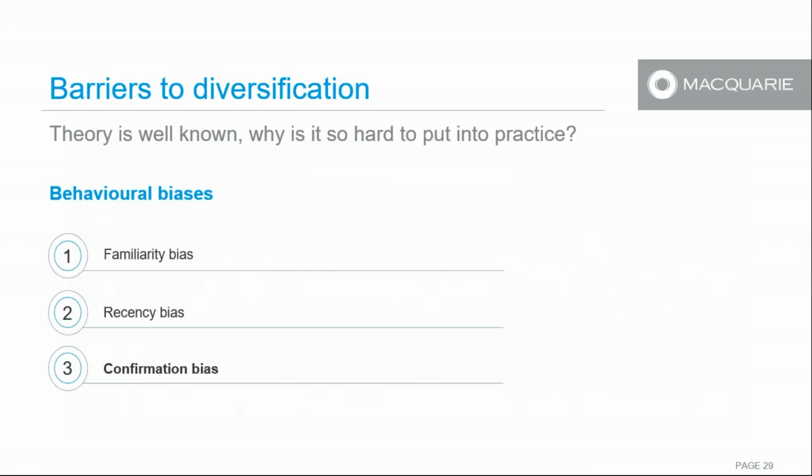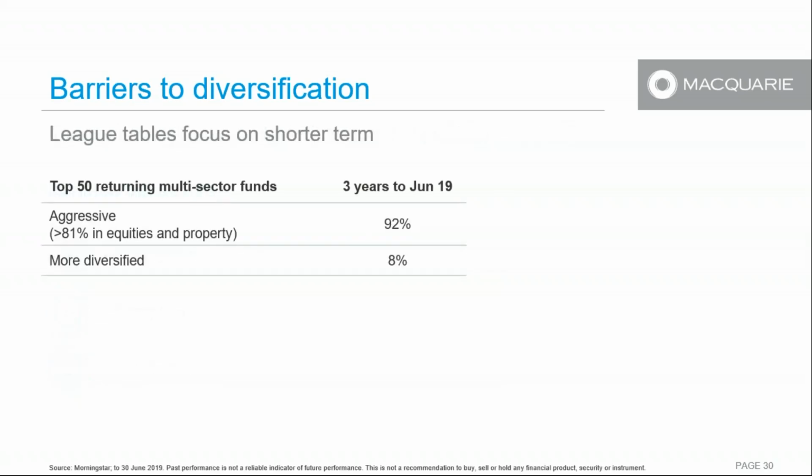The last behavioral bias I am going to cover today is confirmation bias. Confirmation bias relates to external sources validating our points of view, and thus stopping further investigation or research. One source of external validation may be league tables of best performing funds. Many of these league tables are focused on the shorter term. We often see 1-year league tables, 3-year league tables, maybe even 5-year league tables.